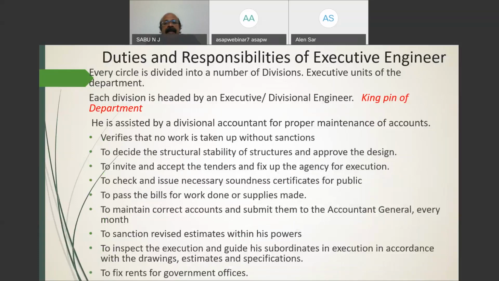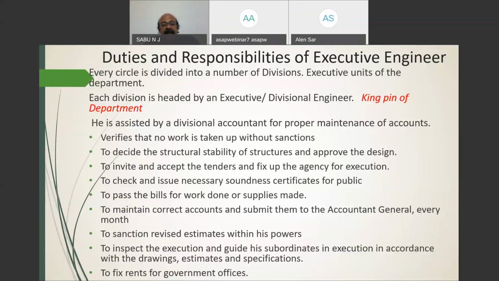The next is the executive engineer. Here each circle is divided into a number of divisions, so these are the executive units of the department. Actually, the executive or divisional engineer is the kingpin of the department, and his office is the kingpin of the department. He has to exercise many controls on the cost, time and quality of the work.